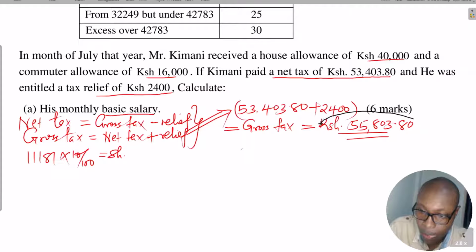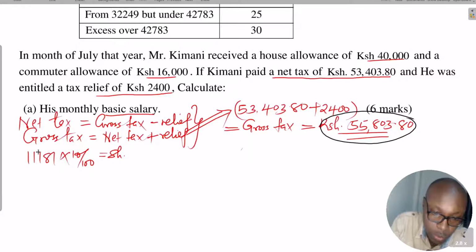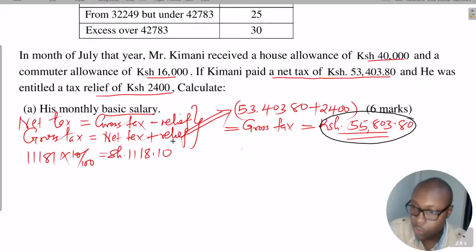We need to see the amount of taxable income that was subjected to tax in order to give this gross tax. So we're looking for the taxable income. This is the taxable income, 11,181. This is the tax rate, and whatever we're going to get here is the tax. So the first band will give 11,18 and 10 cents. That is what you're going to get in the first one.